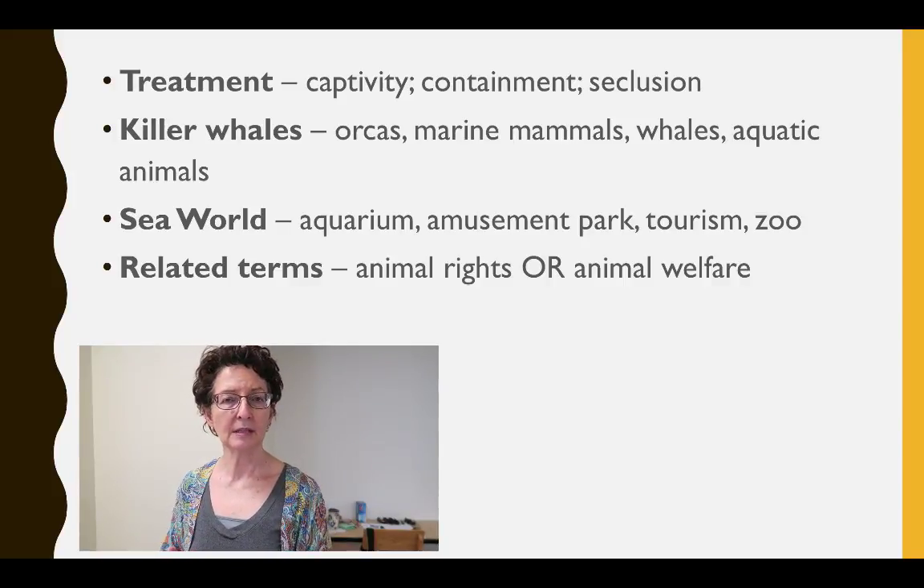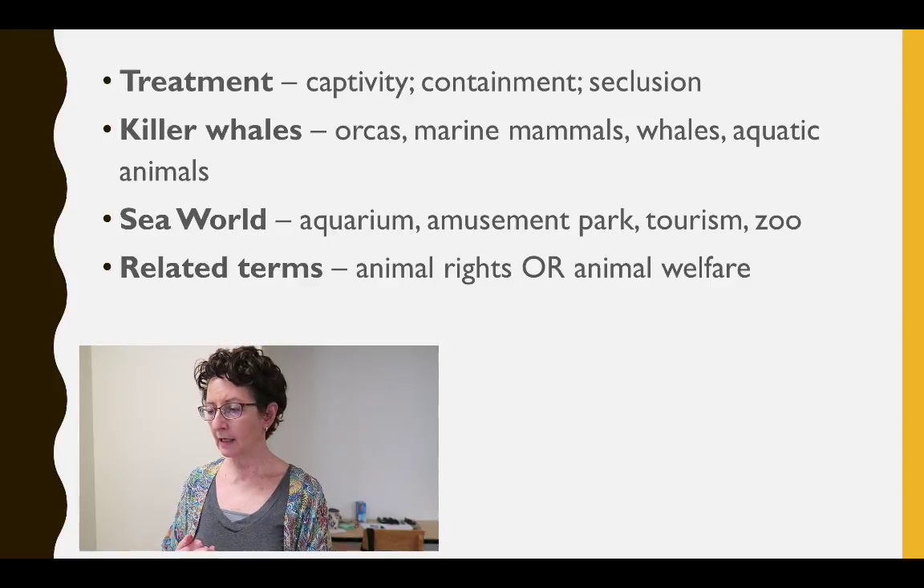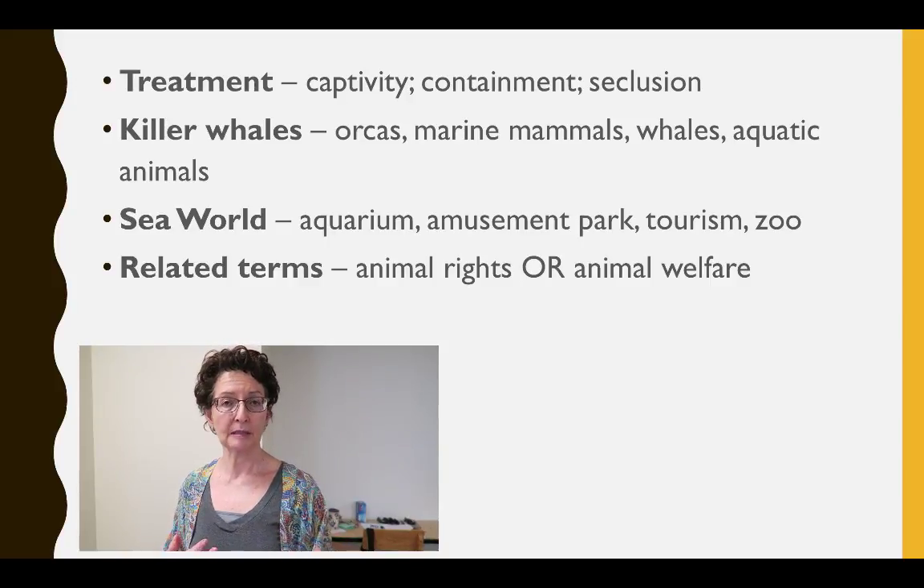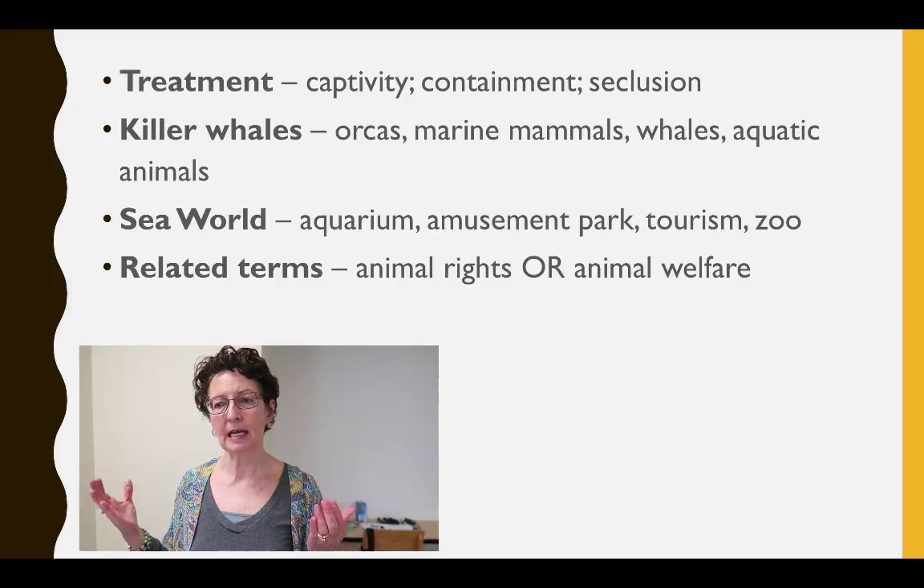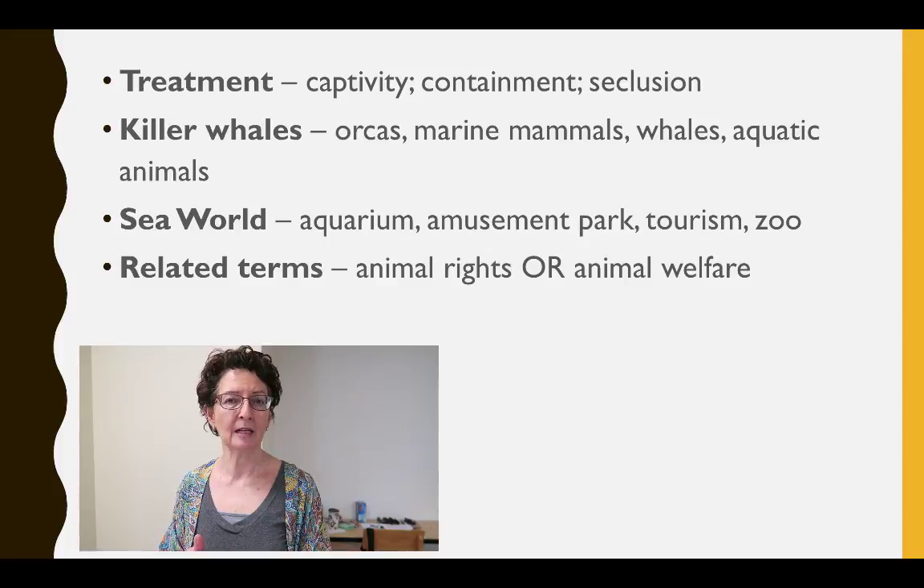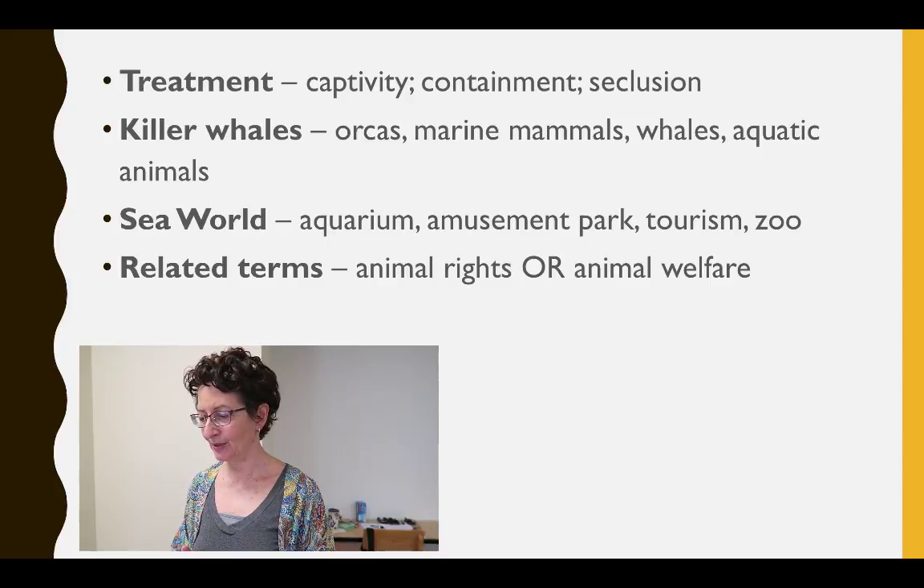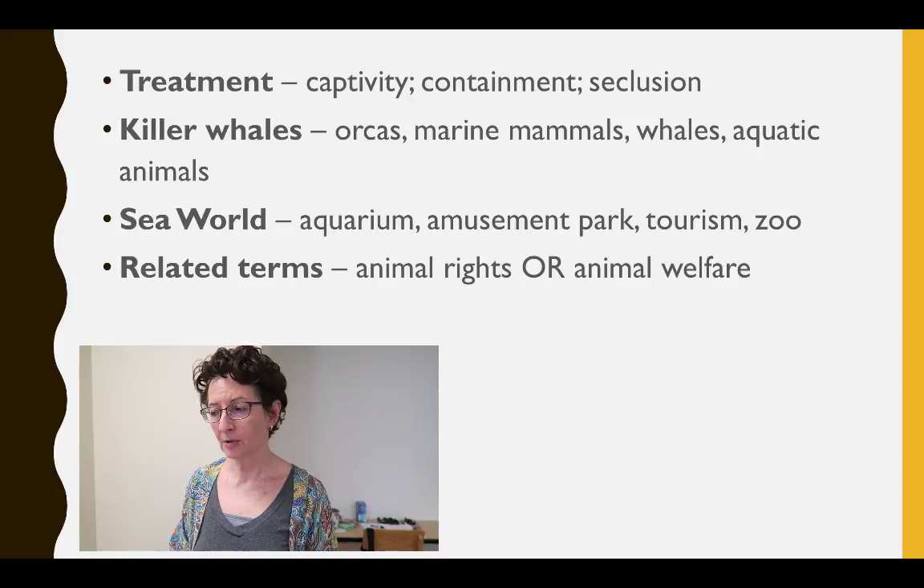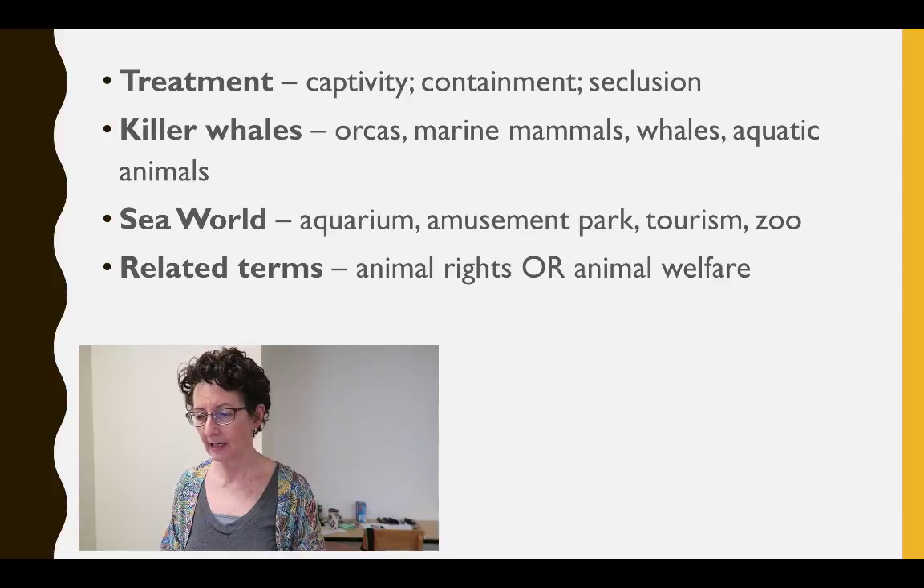And for killer whales, the second keyword that we identified, orcas, which was part of our original topic, marine mammals, which encompasses a larger group of animals. So if our concern were not just on orcas or killer whales, maybe we're concerned with all marine mammals, the effects of captivity, containment, seclusion on all marine animals. And other terms could be just whales or aquatic animals.